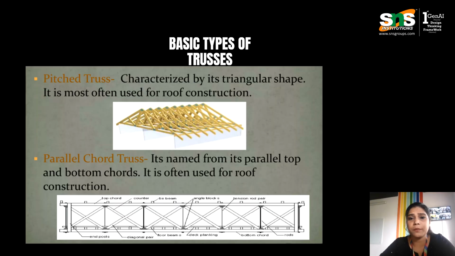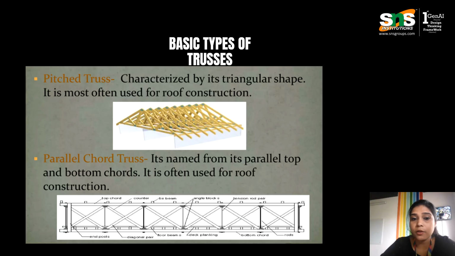Next, we talk about the basic types of trusses. As you see in the picture, the first one is the pitched truss, which is very commonly used and is characterized by its triangular shape. It is often used in roof construction. The truss work in some homes that I mentioned at the start is known as a pitched truss, which is simple in construction.